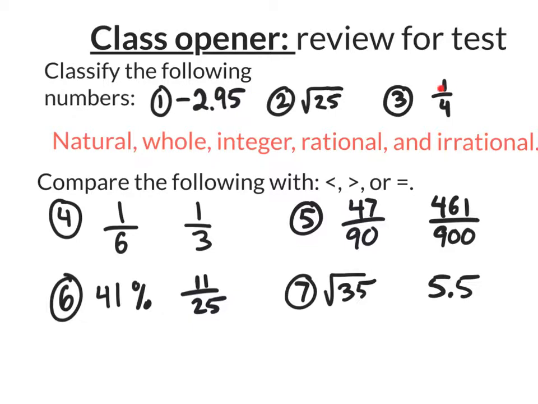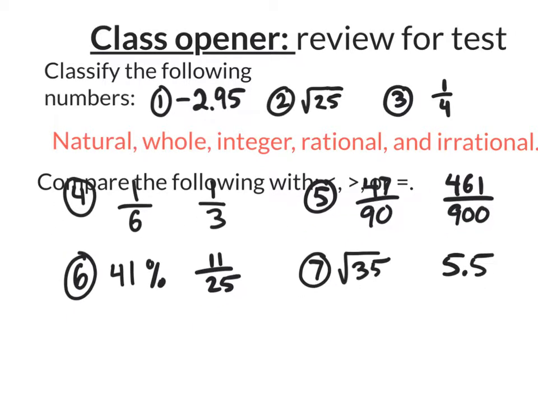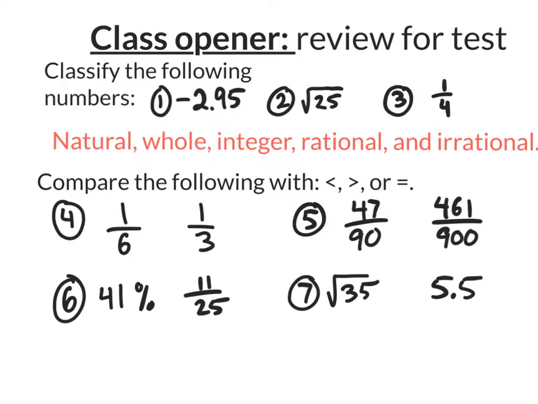How about this one? 1/4. That is rational. 1/4 is a fraction. A fraction is a ratio. A ratio is inside the word rational, so that's a rational number. Okay, so, let's compare the following with the appropriate inequality symbol, less than, greater than, or equal to.